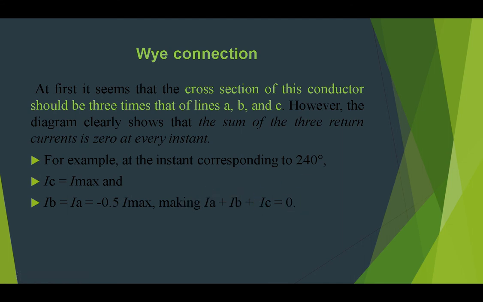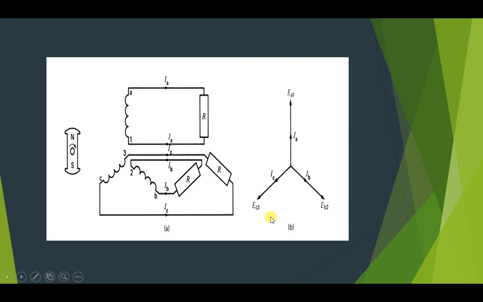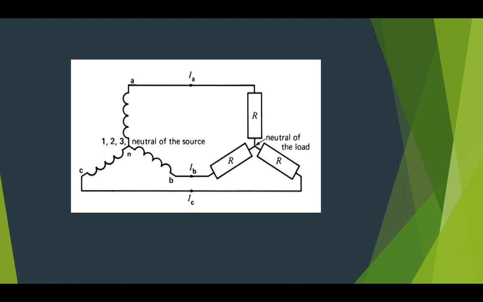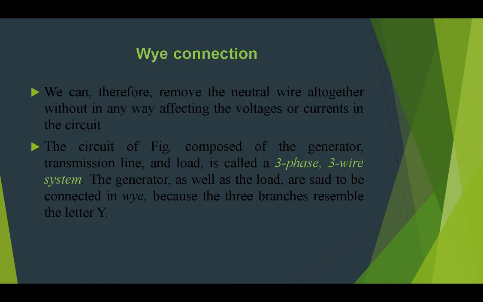That is, when we draw the three-phase currents together and consider any instant, we will get IA plus IB plus IC is equal to 0. This is the diagram in which each has an individual return path, and here we have one neutral path for all three phases. This is the system without the neutral. So we can therefore remove the neutral wire altogether without in any way affecting the voltage or current in the circuit.